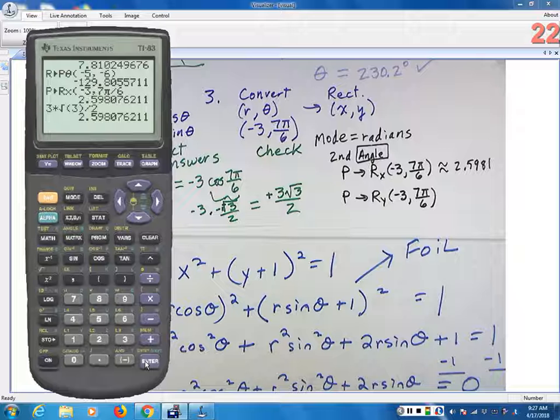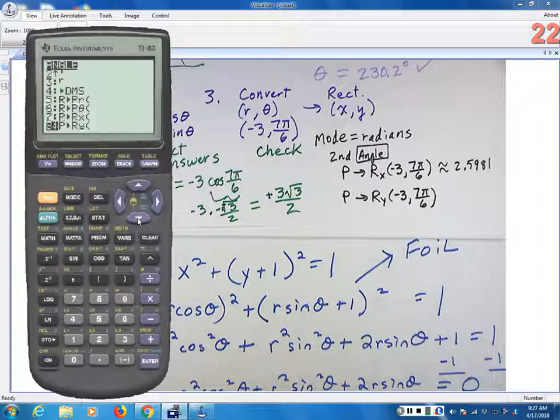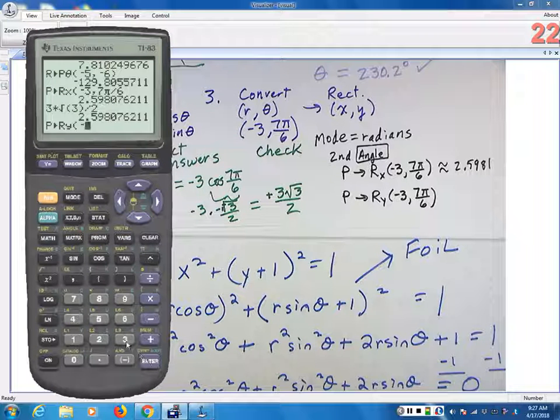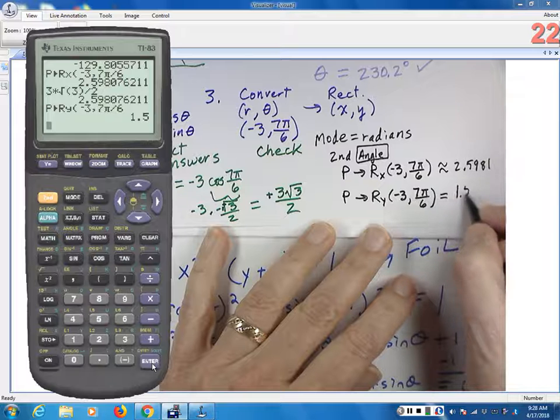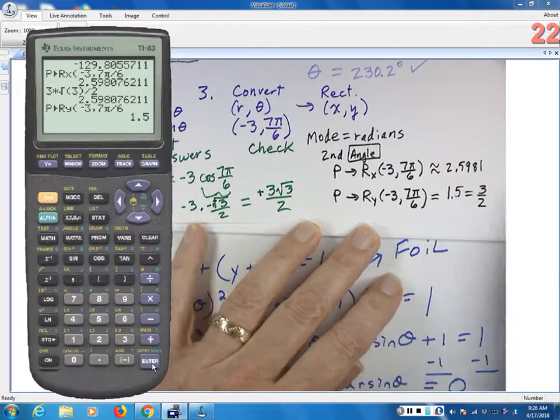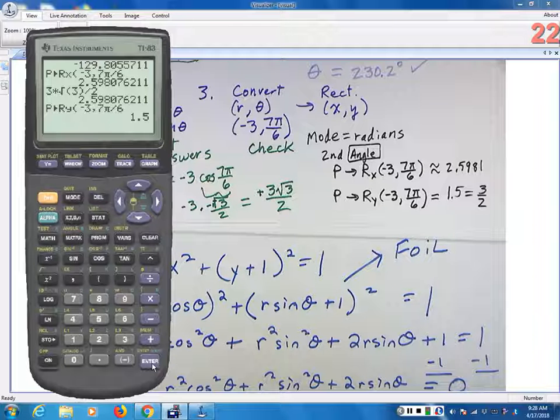Okay? And then the other one, you can put that in, it's second angle, polar to rectangular Y. You just have to make sure your mode's in the right mode. 7 second pi divided by 6. And you get 1.5 or 3/2. And that's the correct answer, too. But that one is the exact answer because it didn't have a square root sign in it. Because sine of 7 pi over 6 is negative 1/2. Multiply it by -3, you get 3/2. Any questions? Did that help on this?